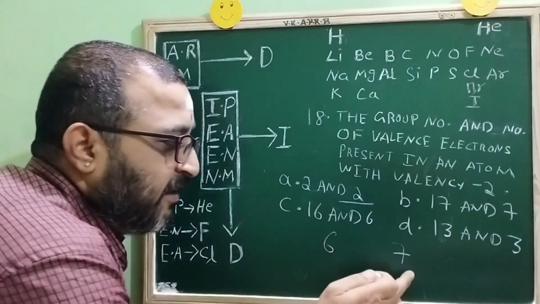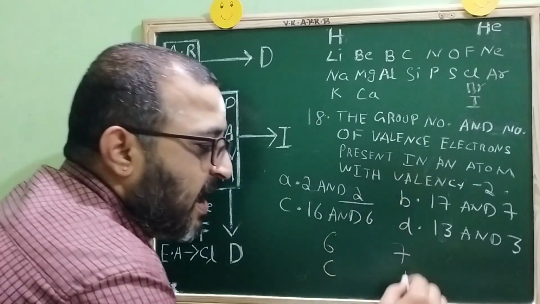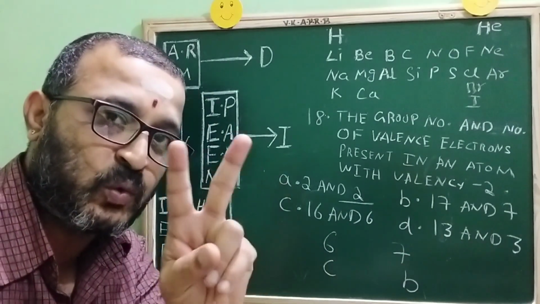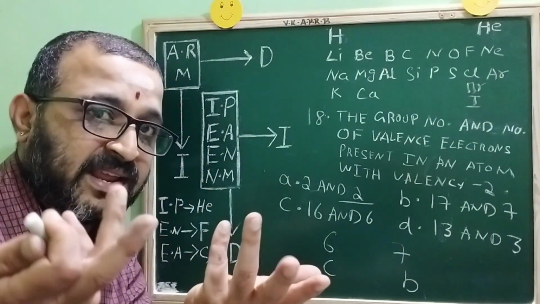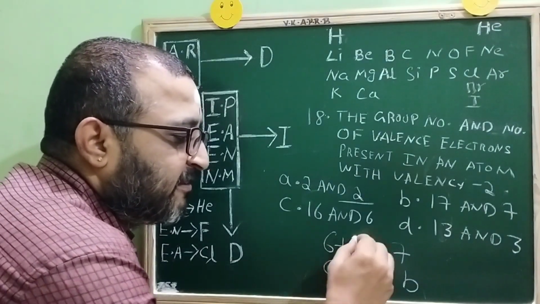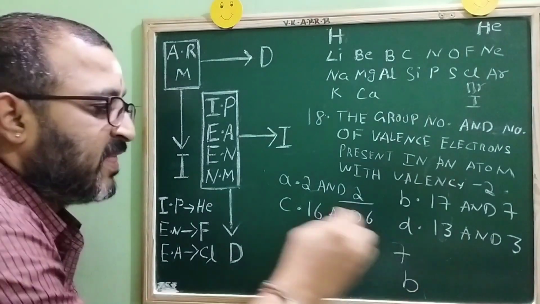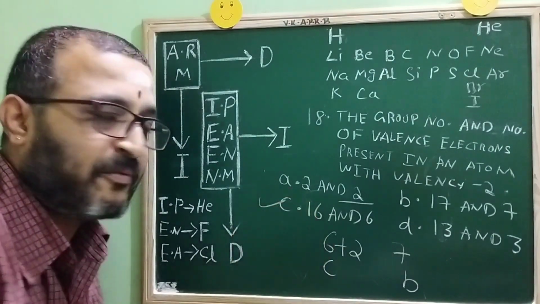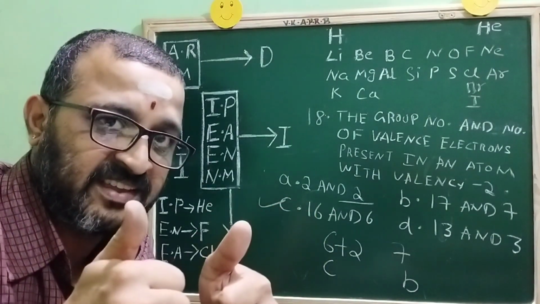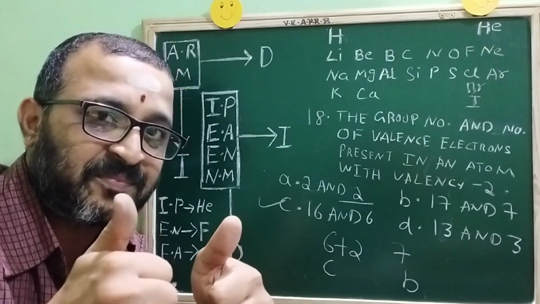Now, out of these 2, that is C and B, who will gain 2 electrons? Anybody can tell this one? Obviously, 6 plus 2 is what, children? Octet. So the answer will be option what, children? C. Is it clear, children?